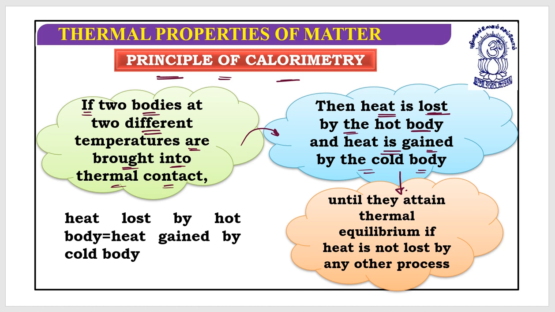and this will keep on continuing until they attain thermal equilibrium. When I mean thermal equilibrium, I mean that they both are at the same temperature. So this is the only formula of calorimetry: heat lost by the hot body equals heat gained by the cold body. This is the one and only formula for calorimetry. I hope this is clear. Is it clear?